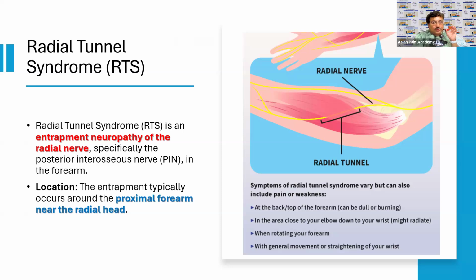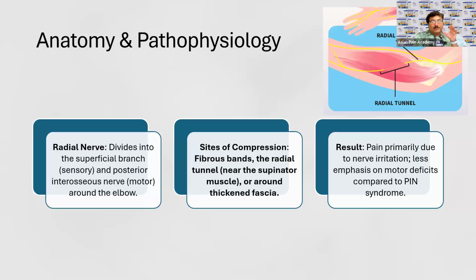It can cause pain, and here the pain, instead of being mostly nociceptive as in lateral epicondylitis, now becomes a little more neuropathic with neuropathic sensations, and it will go slightly anterior towards the forearm as well. Now the radial nerve divides into a superficial branch, which is sensory, and the posterior interosseous nerve, which is motor, around the elbow. The site of compression is the fibrous band in the radial tunnel near the supinator muscle or around the thickened fascia.